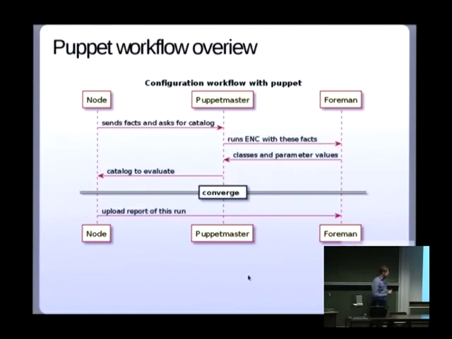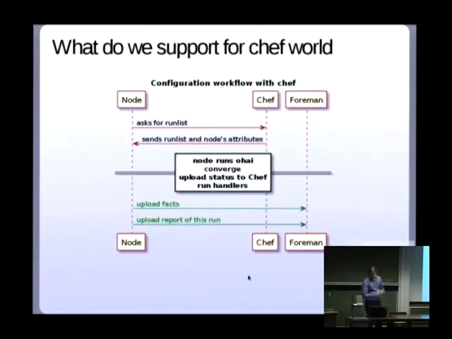So the report in here means something like the log for every resource that was applied or restarted, things like that. So if we now look into the Chef world, the biggest difference in here is that we communicate with Foreman at the end of the run process. So the node first asks for the run list, and Chef answers with the run list and the node attributes, which are computed based on roles and default attributes from cookbooks and things like that.